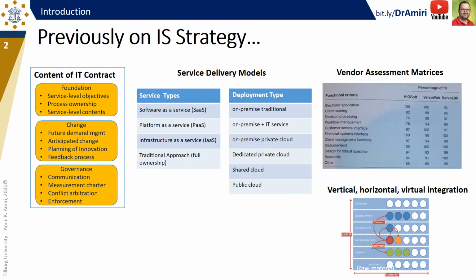In the previous lecture, we learned about the content of IT contracts, the clauses that we need to add to an IT contract to increase commitment and trust between the two parties. We learned about various service delivery models, service types such as SaaS, PaaS, and IaaS, as well as deployment types such as on-premise, public cloud, and shared cloud.